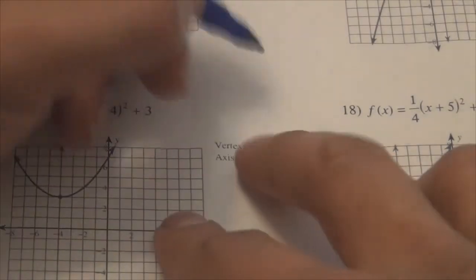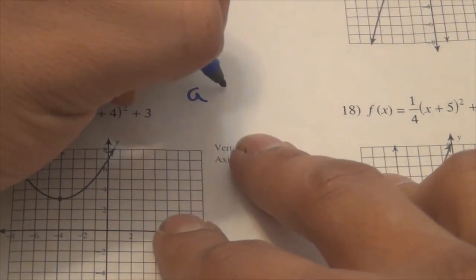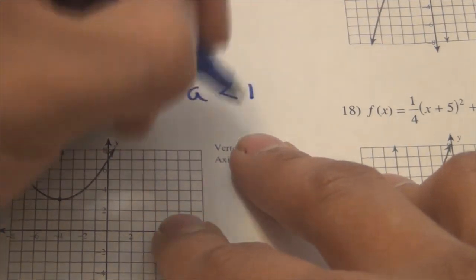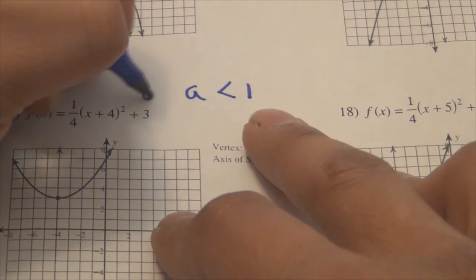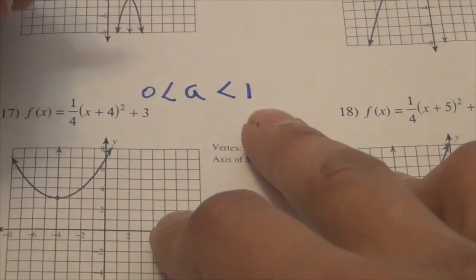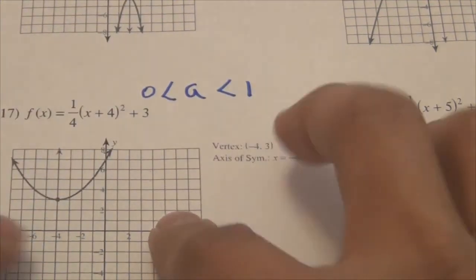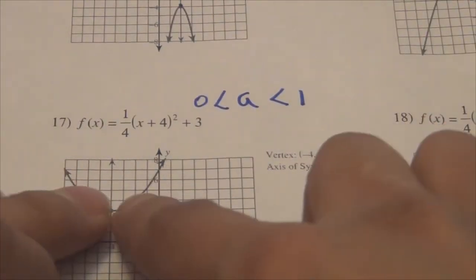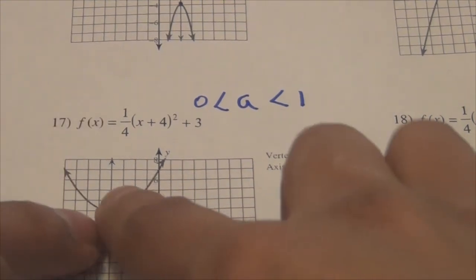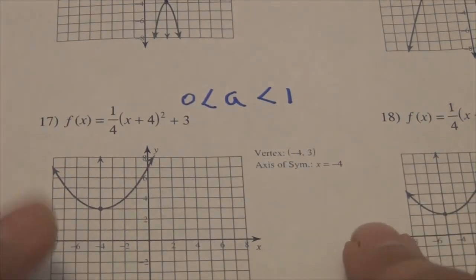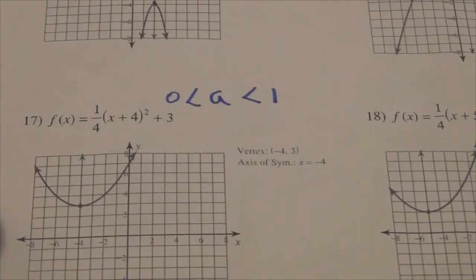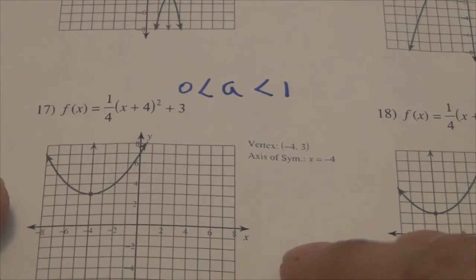Now, if A is less than 1 but greater than 0, so if A is between 1 and 0, the parabola becomes fatter. It becomes wider. In other words, if it's a fraction, it becomes wider. Whether it's positive or negative, it still becomes wider. Okay, got that? Just wanted to say that. I don't know if I said it in the best way possible, but I did try.